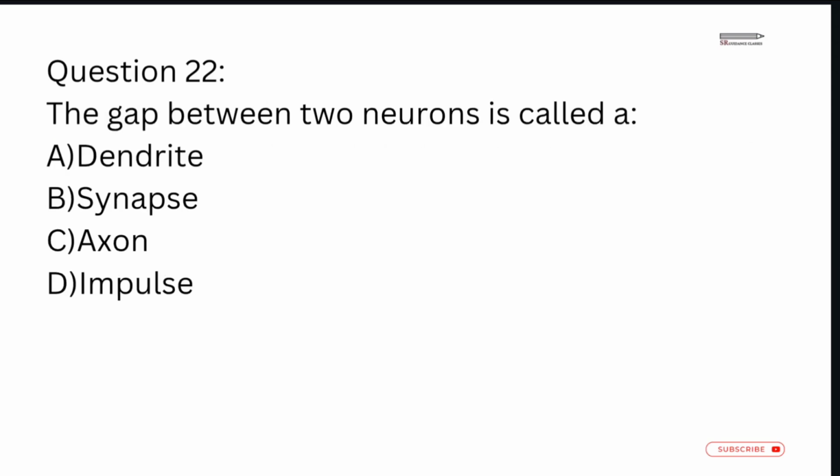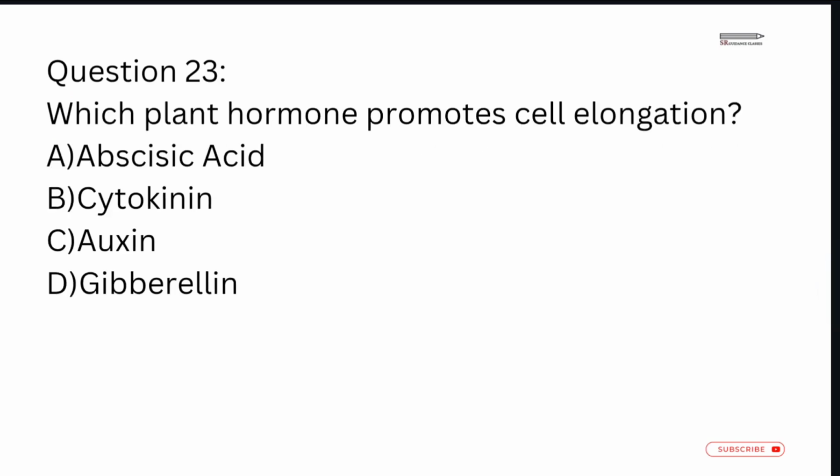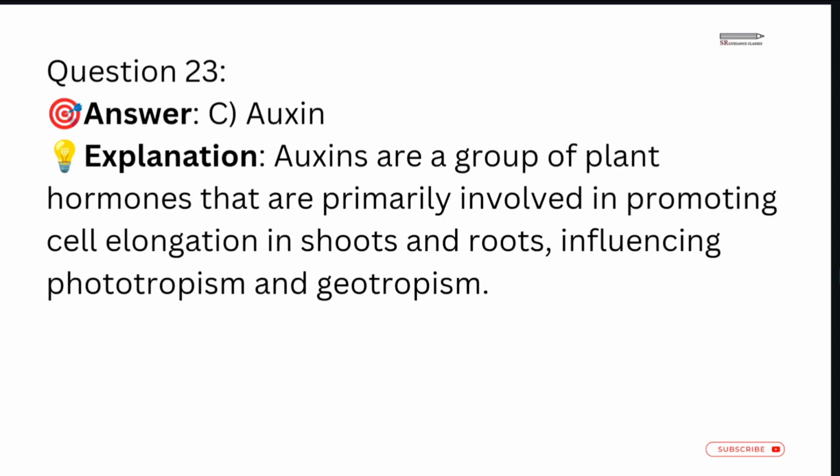The gap between two neurons is called. The answer is option B, synapse. Which plant hormone promotes cell elongation? The correct answer is option C, auxin.